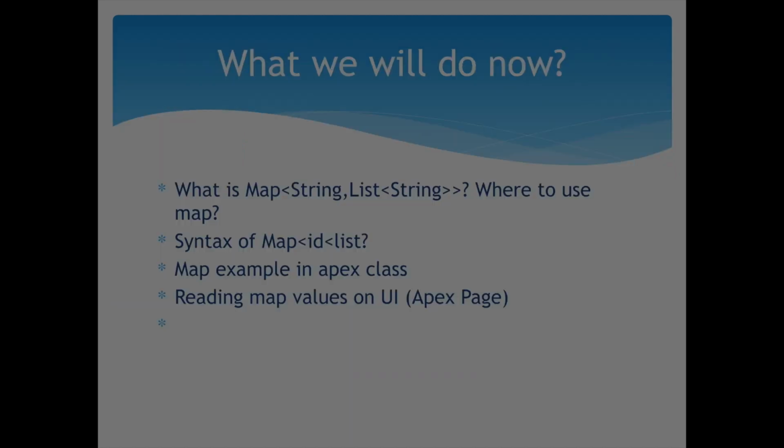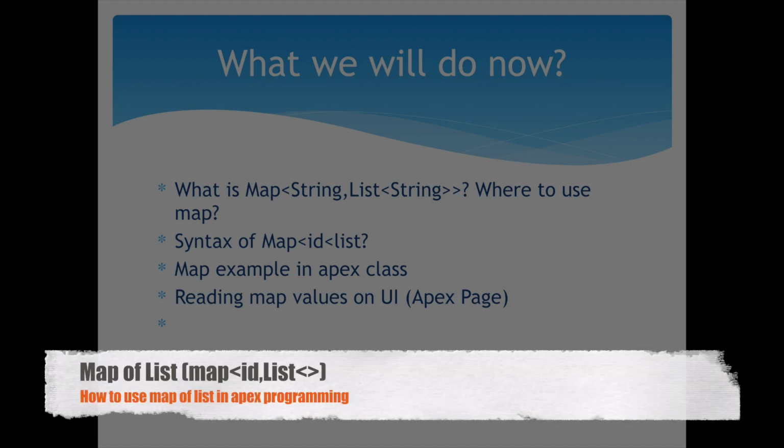So in this session, we're going to talk about what a map of list is, how to use it, and we'll see an example of it. We will also talk about the syntax of it, and we'll see how this map of list is used on the UI screen. And I'll also show you on the Apex class how to use this particular map of list.